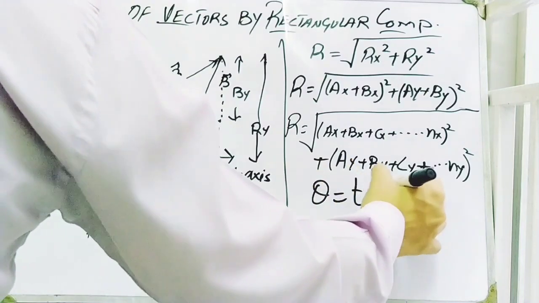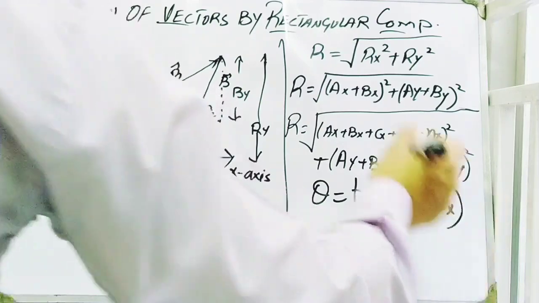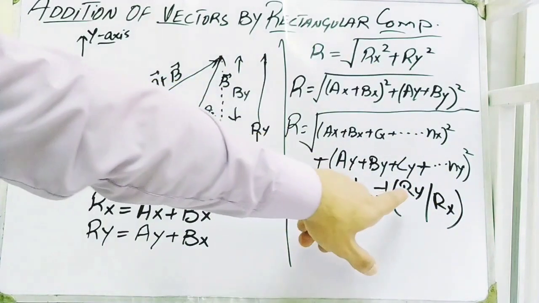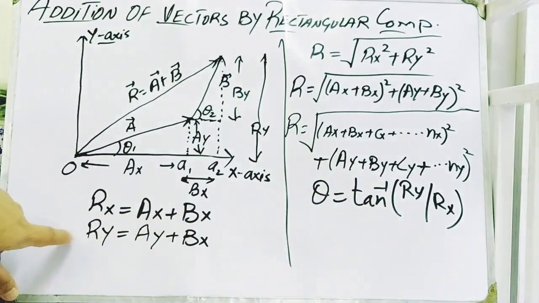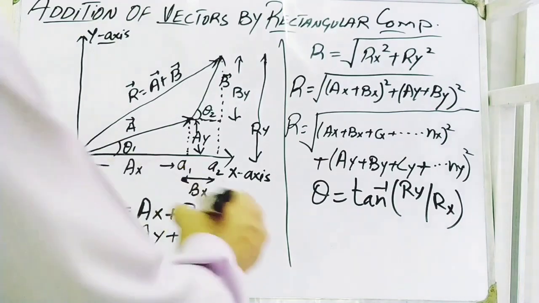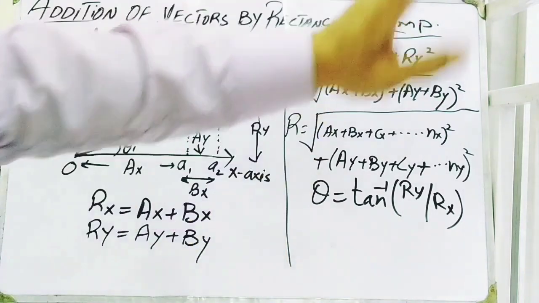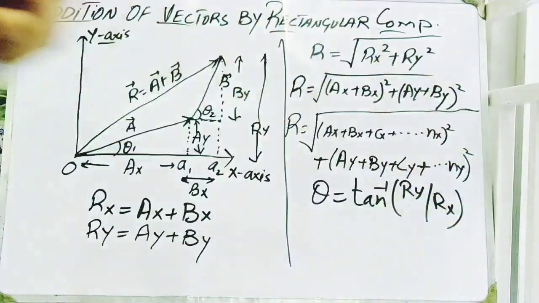which is tan inverse of Ry divided by Rx. I think this will be easy for you. You have to put the y component value of the resultant vector, which is called Ry, equal to Ay plus By and Cy and so on. And the horizontal component of the resultant vector can be substituted by this equation, which is called Rx is equal to Ax plus Bx plus Cx plus Nx and so on.